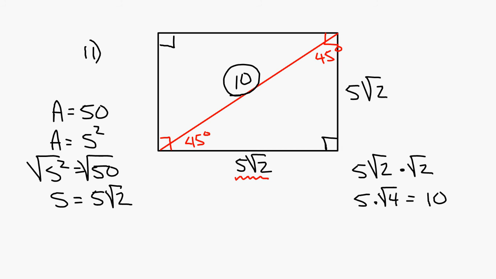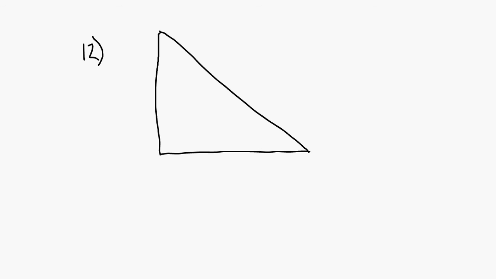Number 12. Quilt squares are cut on the diagonal to form triangular quilt pieces. Squares are cut on the diagonal. Same type problem. It's a square cut in half. So it's a 45, 45, 90. The hypotenuse is 8. What is the side length of each piece?